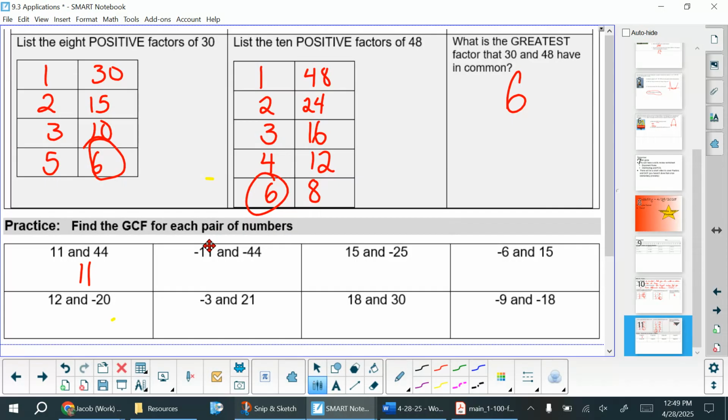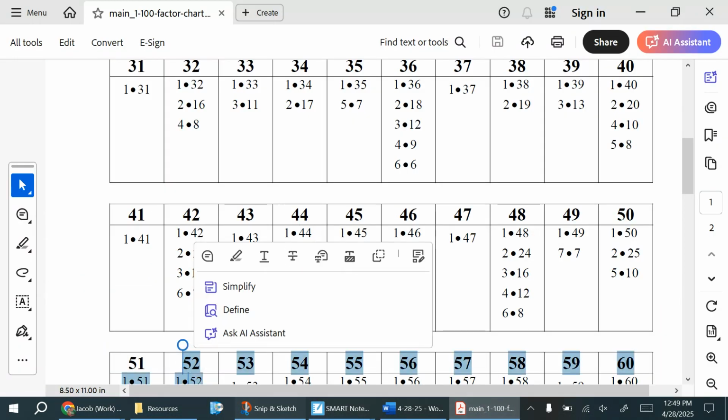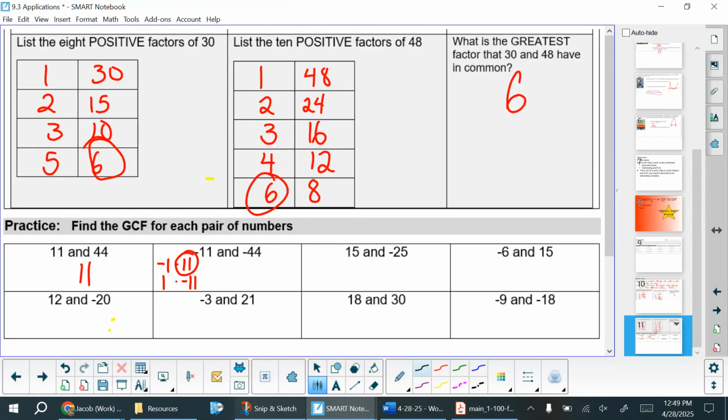When I'm looking at negative numbers, what you want to think about is, well, if to get a negative 11, it's negative 1 times 11, or 1 times negative 11. Well, I still have that same positive factor that I would have in 11, and same thing with 44. Negative 44 is still going to have the same factors as 44. It's just also going to have those negative ones as well. So 11 is still going to be my greatest common factor of negative 11 and negative 44.